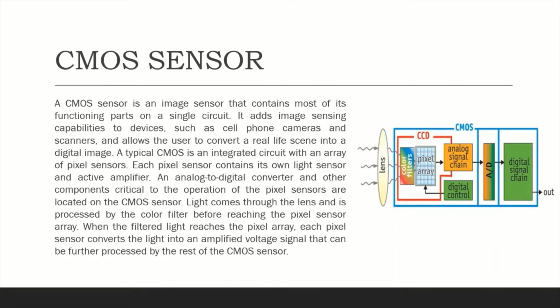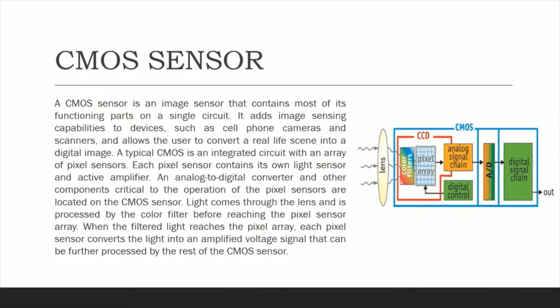The CMOS sensor contains four main parts. The first one is color filters. An array or a mosaic of thin color filters is placed over the pixel sensor array to capture color information. Each filter in the array corresponds to a pixel sensor in the pixel array and only allows certain colors of light to pass to the pixel sensor.